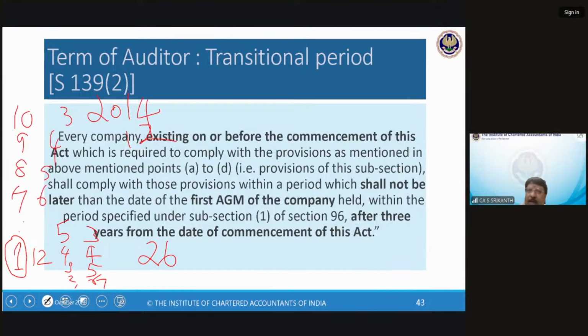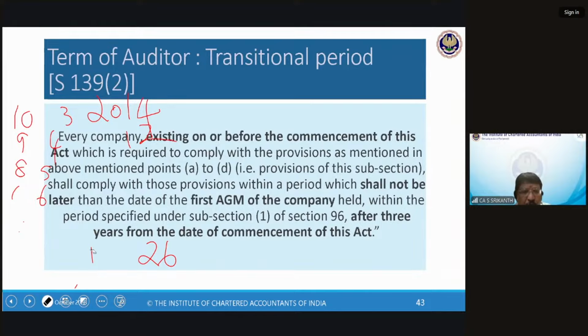3 years grace period is there now. 10 plus 3. 9 plus 3, 12. So this is there in the institute material. The chart is there. But in my humble view, this is good to know, but not very relevant from the exam point of view, because right now it's old stuff.